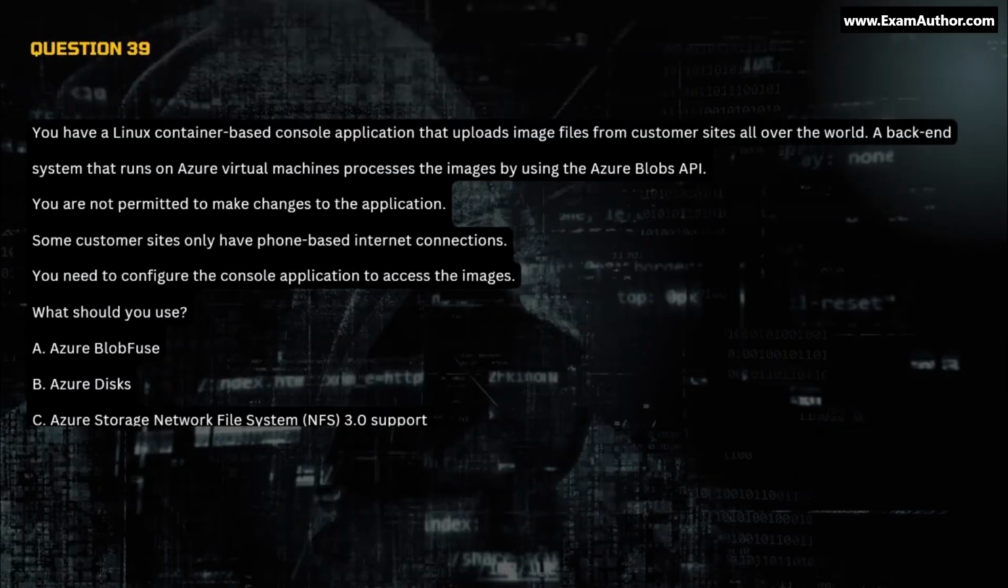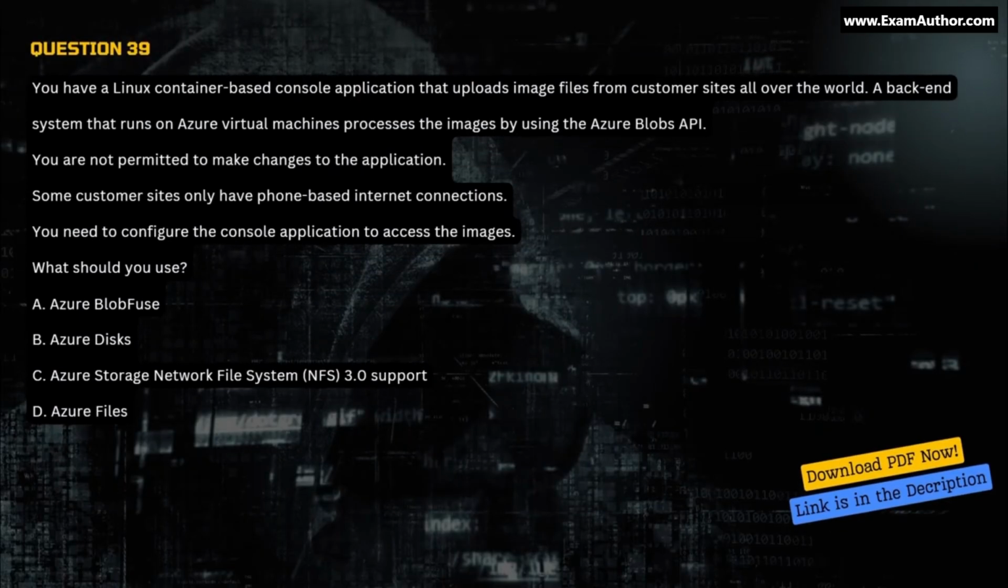Question 39. You have a Linux container-based console application that uploads image files from customer sites all over the world. A backend system that runs on Azure virtual machines processes the images by using the Azure Blobs API. You are not permitted to make changes to the application. Some customer sites only have phone-based internet connections. You need to configure the console application to access the images.